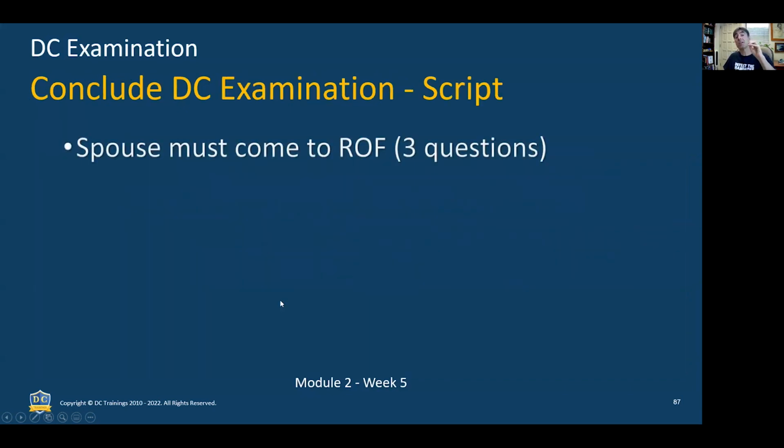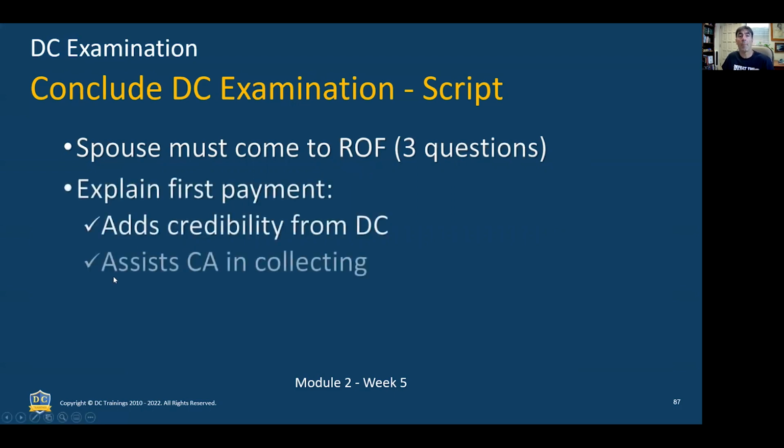And then I'm going to use the conclude DC exam script to cover this. The spouse must come to the report of findings. We're going to ask 3 questions to make that happen, and I'll show you those. I'm also going to collect a payment or explain that payment so that my CAs can collect it at the front desk. And this adds credibility from the doctor, right?